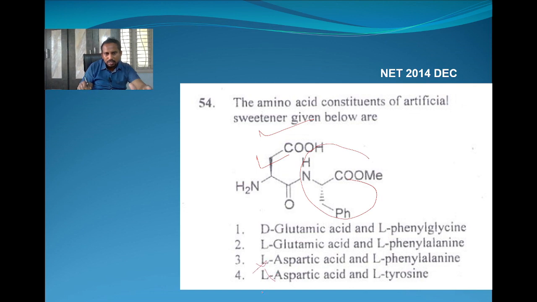Here option 3 has aspartic acid, this one with CH2COOH, and phenylalanine. So L-aspartic acid and phenylalanine should be there. In case tyrosine is there, it is not correct, so 3 is the correct one. You only have to judge the structure. If you know the structure, that's why I repeatedly tell you that structure is very, very important in this chapter. You have to remember the structure of each amino acid so that you can answer this type of question.